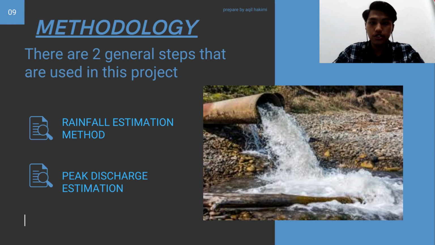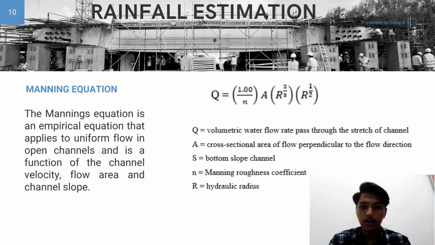There are two general steps that I use in this project. For doing the calculation, there are two main formulae or methods that we use. First is the rainfall estimation method and the second one is the peak discharge estimation. For the rainfall estimation, we use the Manning equation.